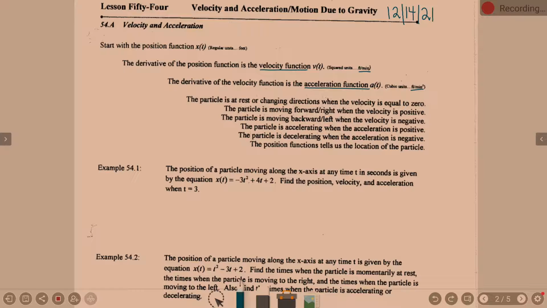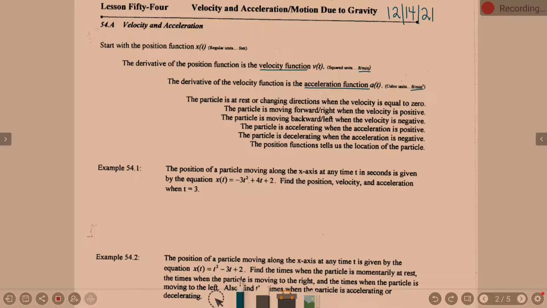Okay. Some information about signs in this next situation. The particle is at rest or changing directions when the velocity is equal to 0. That is good word problem information, because you will often be asked, okay, when did the particle stop? When did it change directions? And so you need to know that's when velocity is equal to 0. The particle is moving forward or right when velocity is positive. The particle is moving backwards or left when velocity is negative. So just understanding the signs there. Positive acceleration means the particle is accelerating. Negative acceleration means the particle is decelerating.